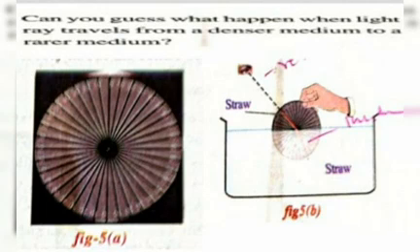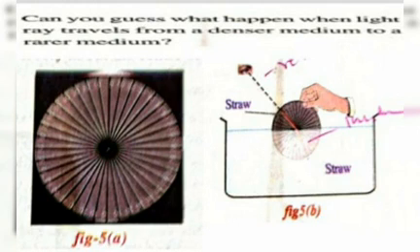Hello students, in the previous class we discussed an activity. So what is that activity? When light travels from a rarer to a denser medium, what happens? The refracted ray moves towards the normal and the angle of refraction is less than the angle of incidence.